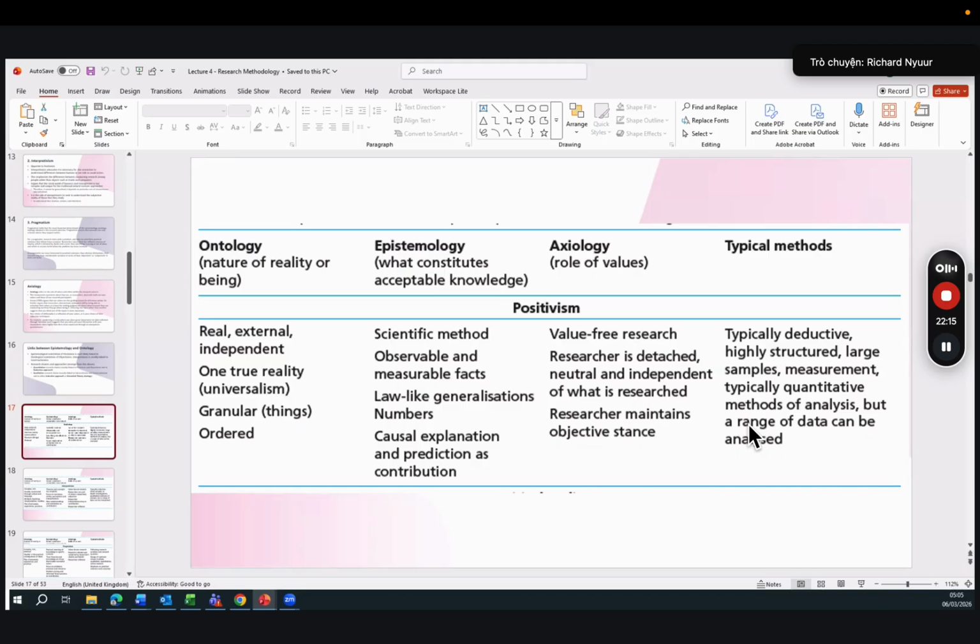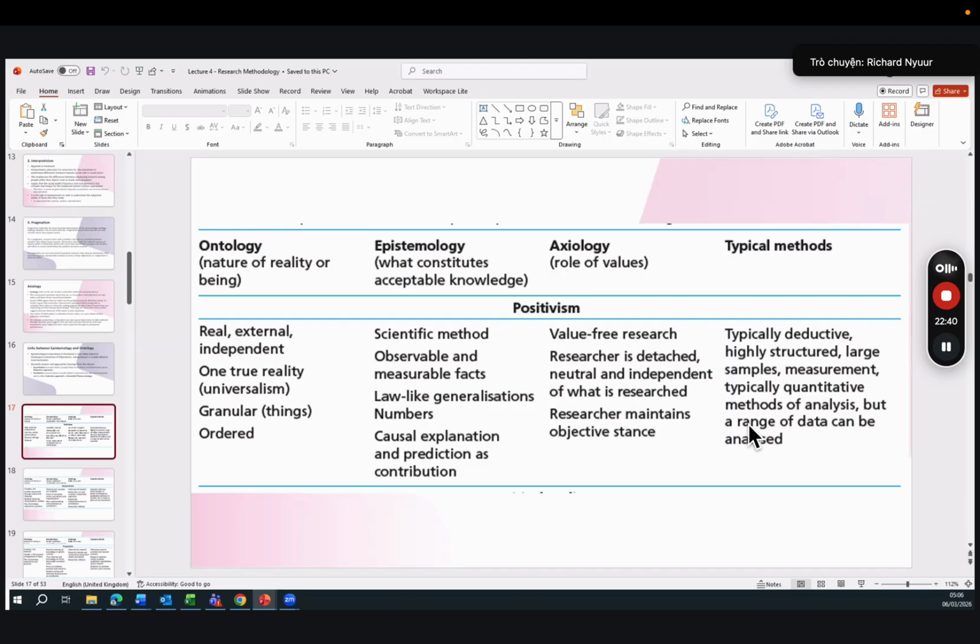And so with all these, if you're adopting this approach, either objectivism, positivism, and the value-free approach in axiology, then usually you will have that study using what we call a deductive approach, highly structured questionnaires, large samples.